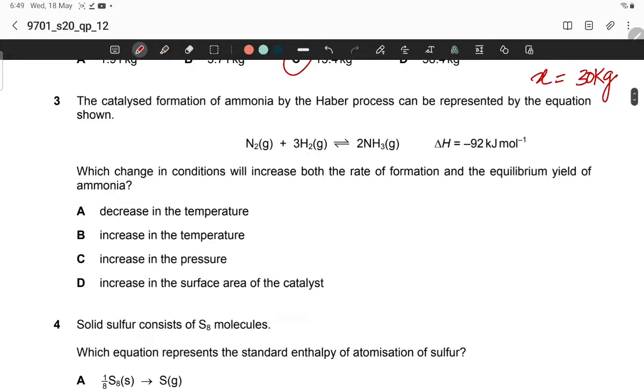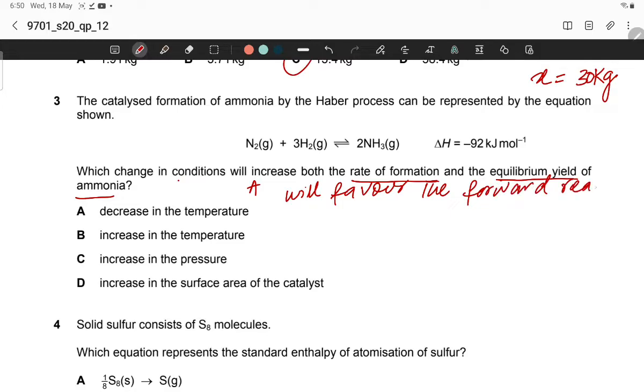We know in a reversible reaction, a decrease in temperature, which change in condition will increase both the rate of formation and equilibrium yield of ammonia. This is an exothermic reaction. Decrease in temperature will favor the forward reaction, but the reaction is slow at this temperature. Increase in temperature is not correct.